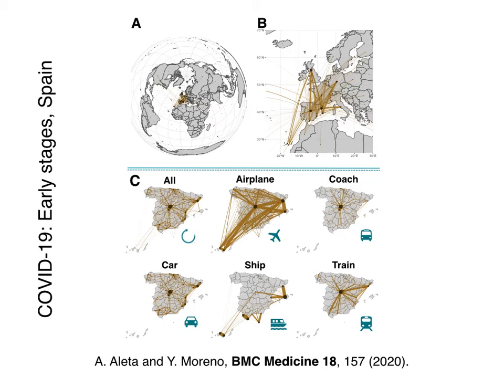Then you can aggregate all of them, as you can see in panel C. Note that in Spain there is a very clear centralized pattern of mobility that goes through Madrid, the center of the map. When you look at the airplane, coach, car, or even train mobility, all of them go through Madrid, this central node. So one hypothesis is that the spreading pattern will depend on this mobility pattern. If the disease is seeded in Madrid, that should be different from if it is seeded in other parts of the country. And actually this is the case.